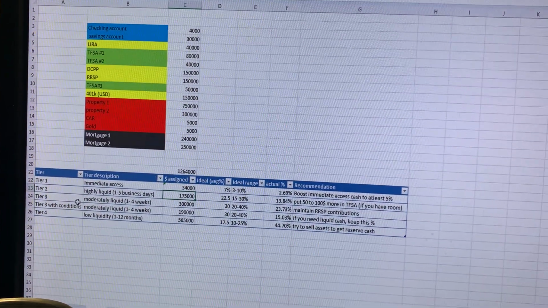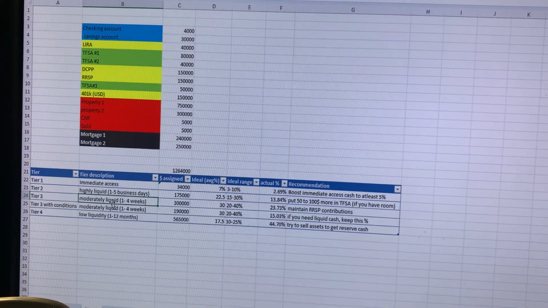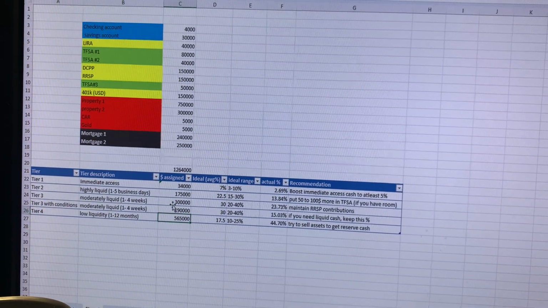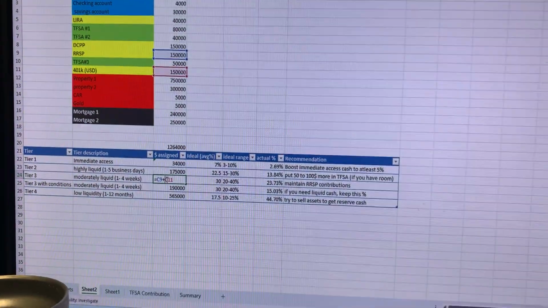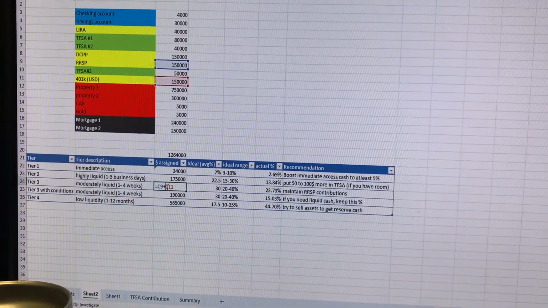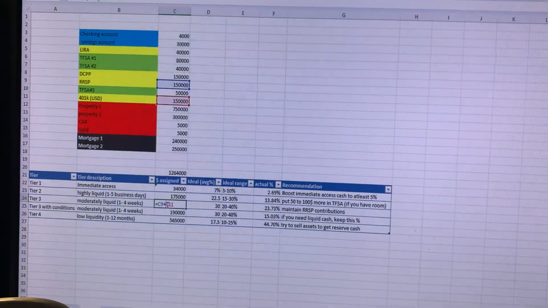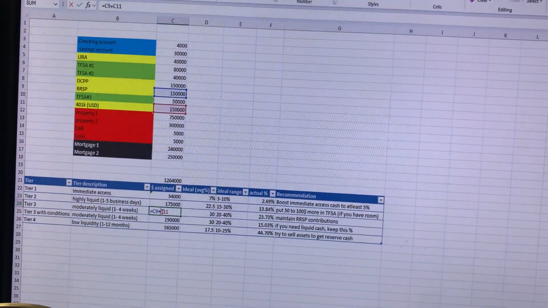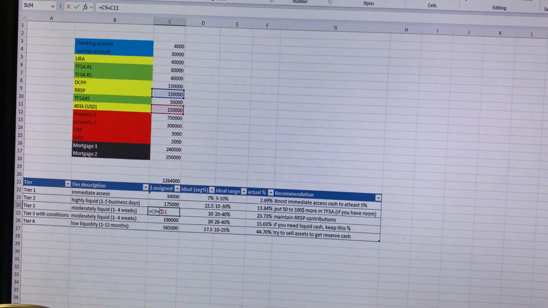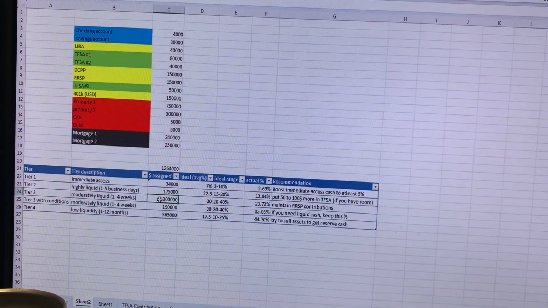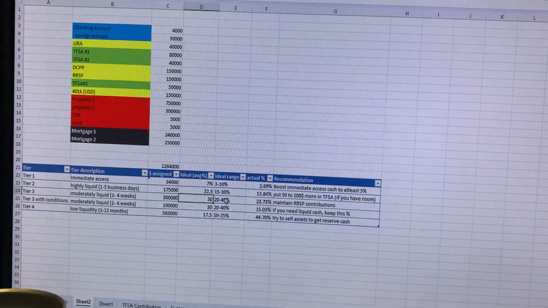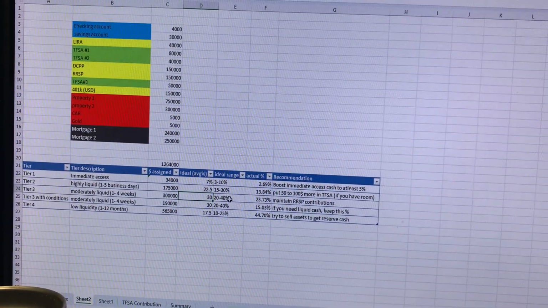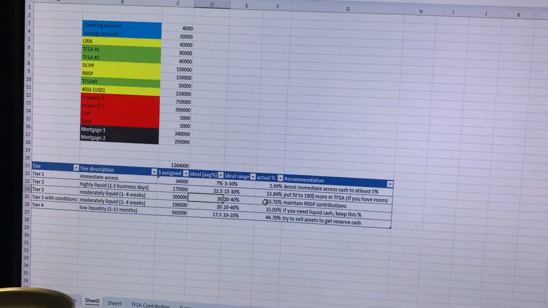The next, tier 3, is moderately liquid. These are basically your RRSPs that you don't want to really touch if you don't need to, unless, let's say, you're using that RRSP to buy a home, or something else. You need the money right away. This takes about 1 to 4 weeks to come in. Ideally, you want to have around 30%. 20 to 40% is the ideal range. In this case, it's around 23%.